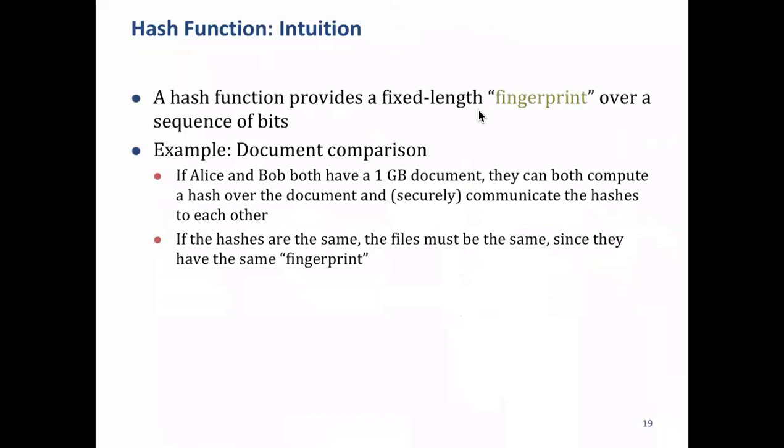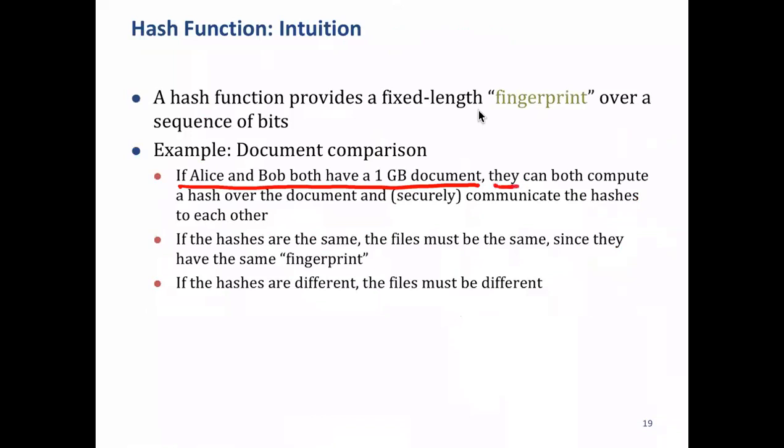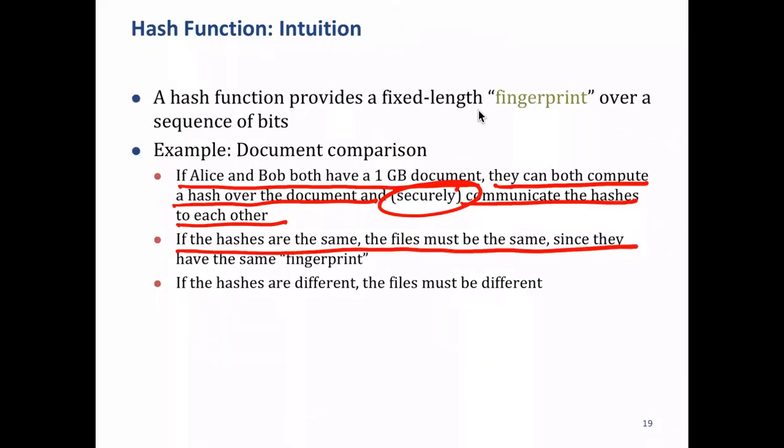All right. One example is document comparison. If Alice and Bob both have a 1 GB document, the same document available to both, they can both compute the hash over the document and then securely communicate hashes to each other. Now note the word securely. It means that the hash value doesn't change in between. And if the hashes are the same, the file must be the same, since they have the same fingerprint. If hashes are different, the file must be different.